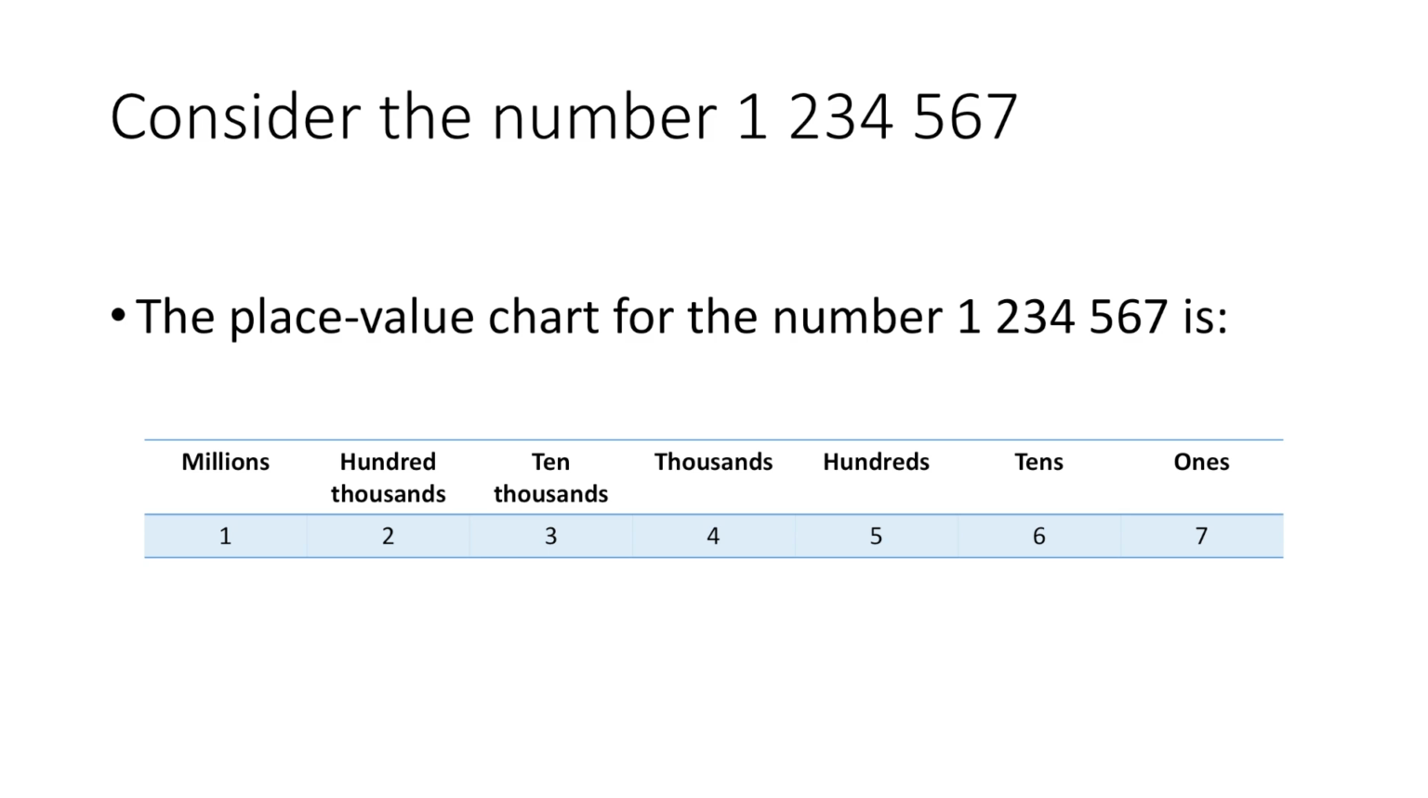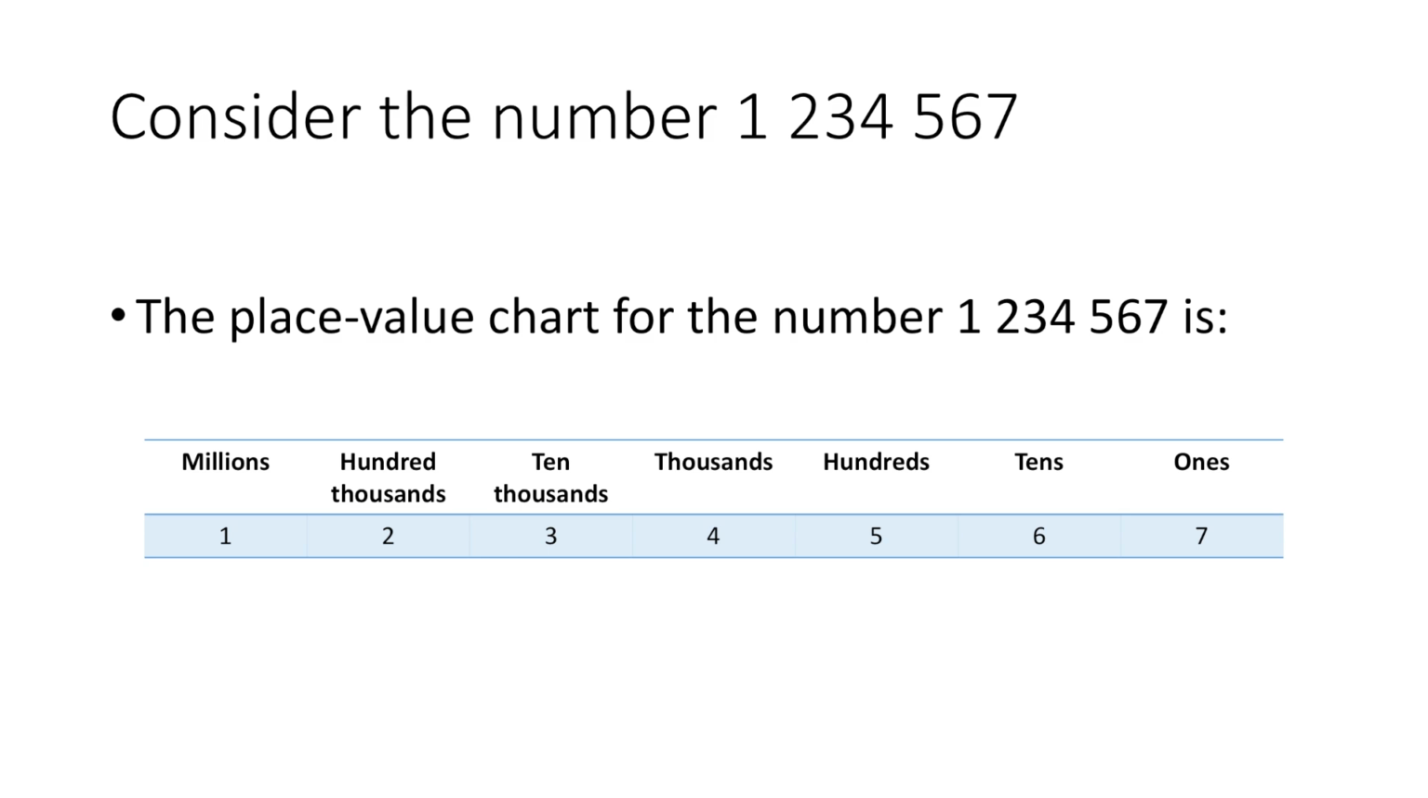In our millions place, we have 1. In our 100,000s place, we have 2. In our 10,000s place, we have 3. In our thousands place, we have 4. And in our hundreds place, we have 5. In our tens place, we have 6. And in our ones place, we have 7.